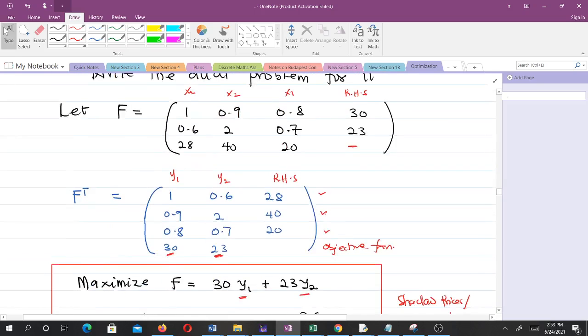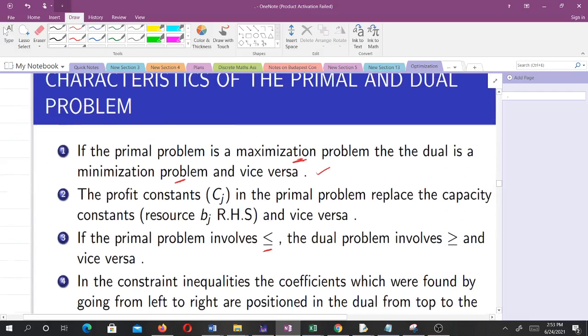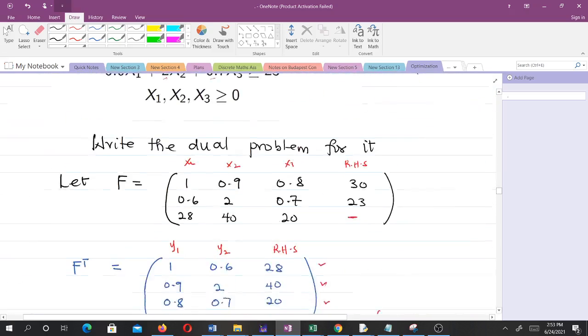When you're writing the dual problem, we did it what? Less than or equal to, right? Because of this point here, the third one: if the primal problem involves less than or equal to, the dual problem involves greater than or equal to, and vice versa. Okay, so I hope you get that.